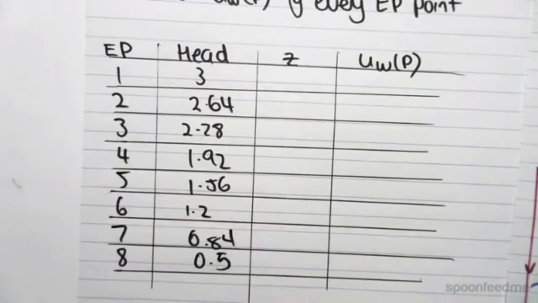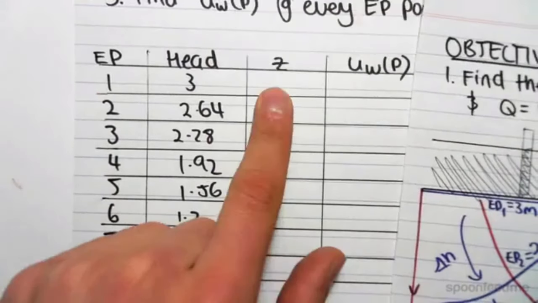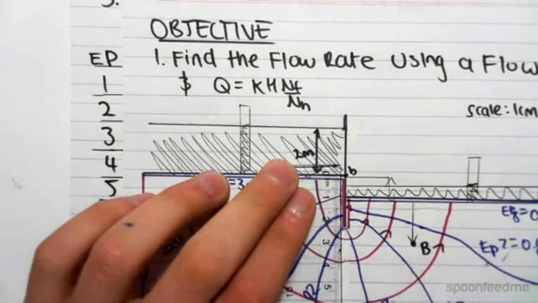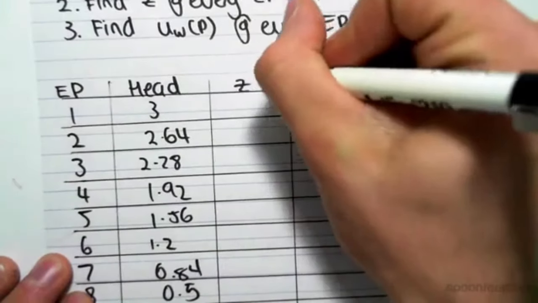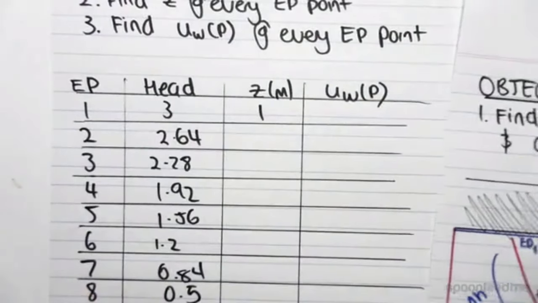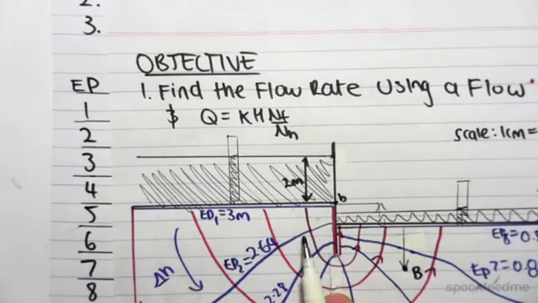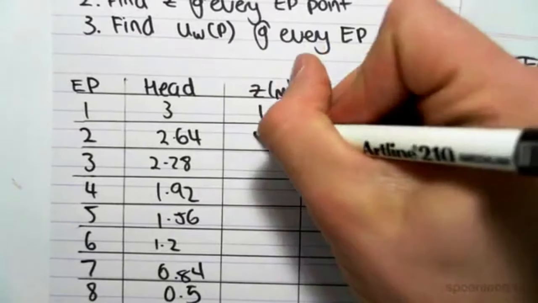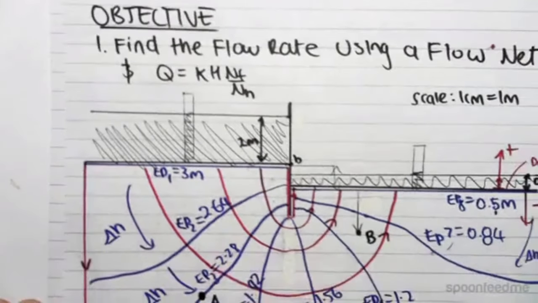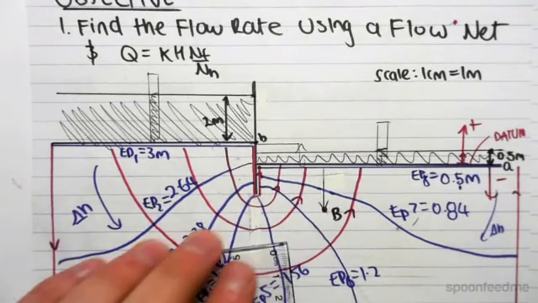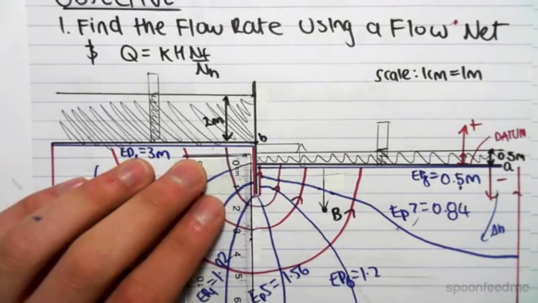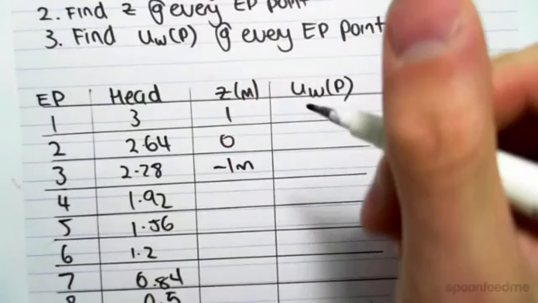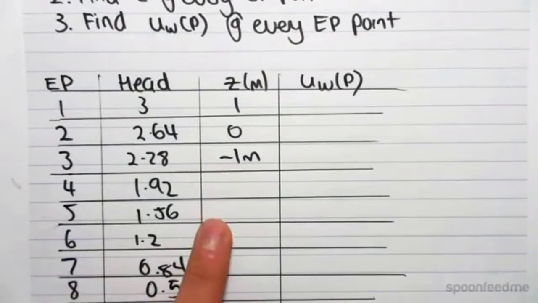We're now going to find the elevation of all these points, and this is above our datum. So EP1, if we were to measure this off above our datum, it's around 1 centimeter, which in our scale is 1 meter. So Z is in meters. It's 1 meter above our datum. EP2 pretty much comes into our datum, so it's actually at our datum. So EP2 is 0 meters. The elevation of EP3: if I measure this off from our datum, we are roughly 1 centimeter below the datum. So we would call this minus 1 meter. We're negative, we're below the datum.